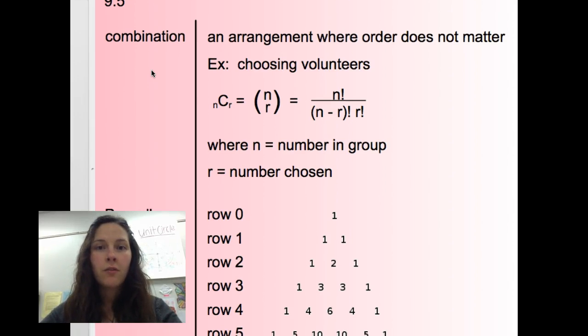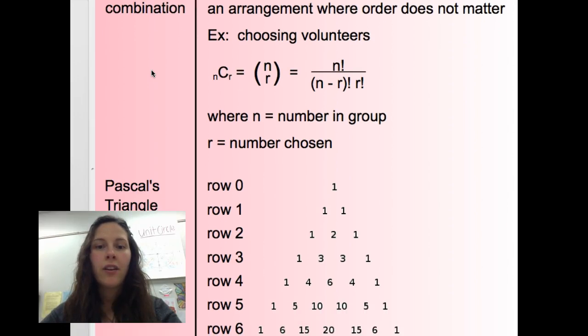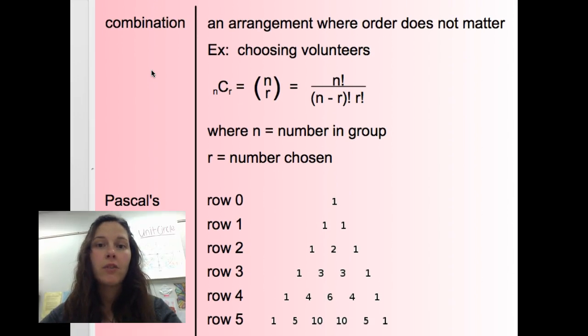There's a formula for combinations. So if you have n items, so for example, if I have 20 students and I need 3 volunteers, n is 20, that's the total number in the group, and then 3 would be r, that's how many volunteers I'm choosing. So you may see it expressed right here as nCr, C of course for combination. You may just see it in a set of parentheses with n on the top and r on the bottom. That's the same notation as nCr.